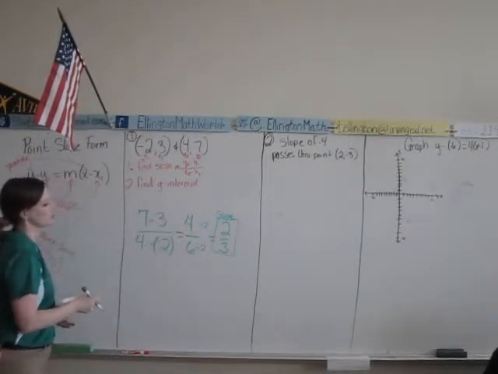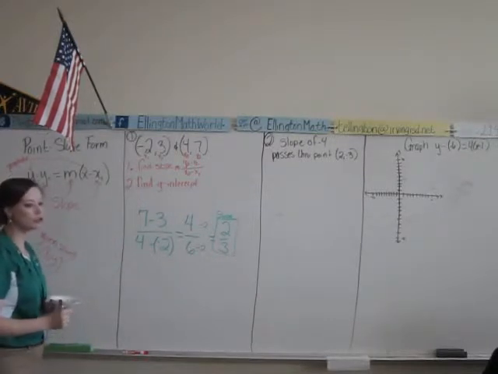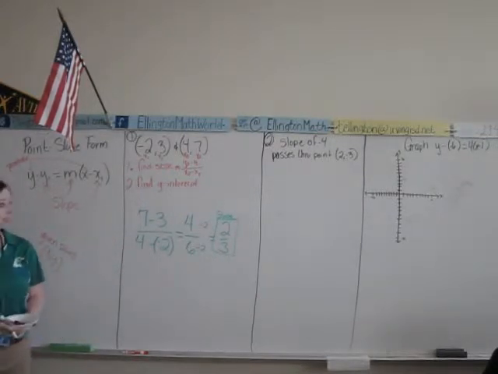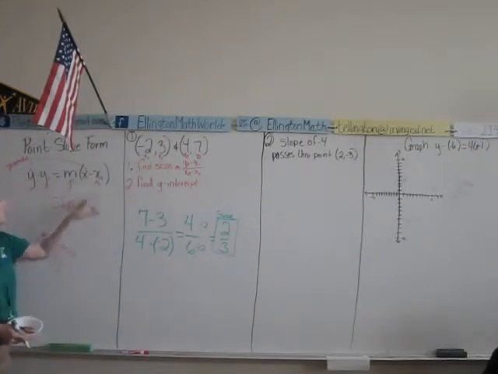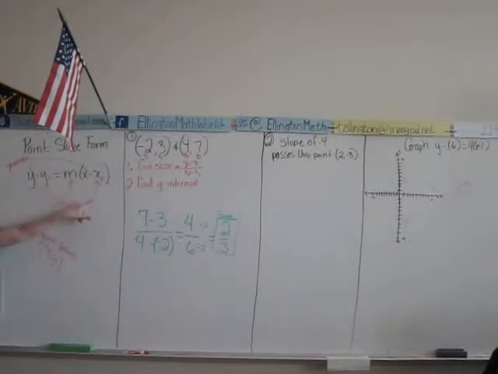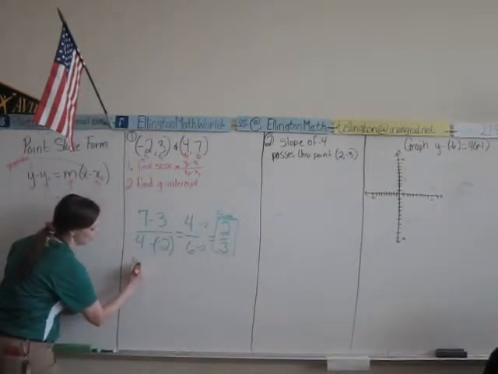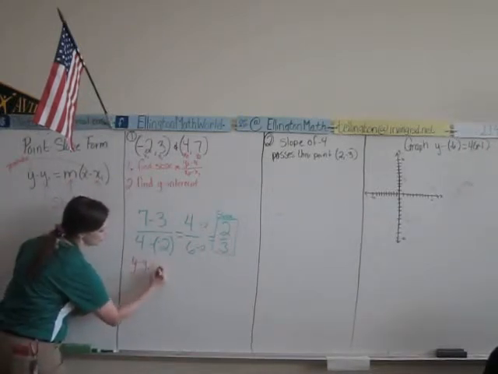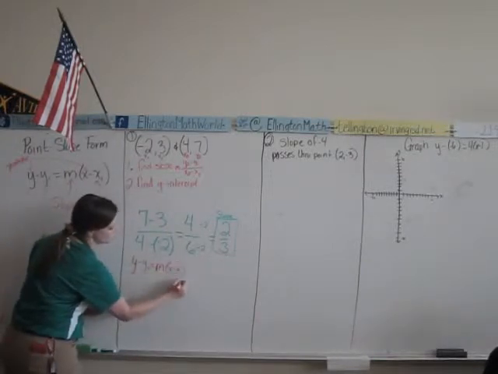Once you have slope, you can go back and find your Y-intercept. You can use your point slope form because I now have a point and I have slope, don't I? So we're going to go back and use our point slope formula that's on the front of our paper. So we have y minus y1 equals m times x minus x1. I'm going to write my formula down: y minus y1 equals m times x minus x1.